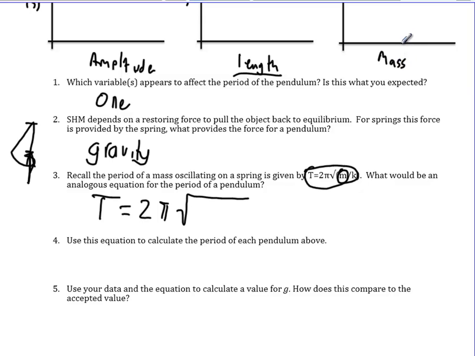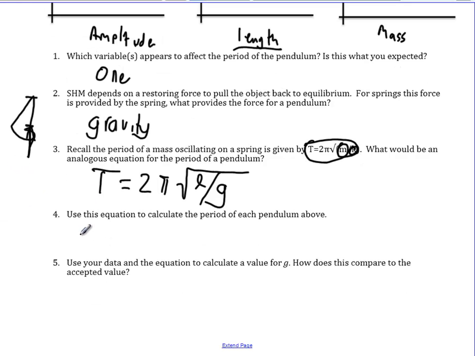And it's sort of a common relationship. On the spring, as mass increased, period increased. Length, as the length goes up, okay, the pendulum gets longer. The period also gets longer, so it's analogous to mass. And then k, the spring constant, that's what's causing our restoring force. Well, for us, it's gravity. Okay, so we should get the equation, the period equals 2 pi times the square root of length divided by gravity. It says use this equation to calculate the period of each pendulum above.